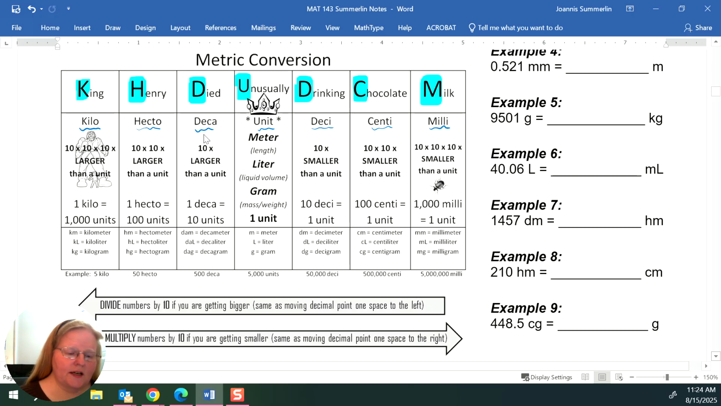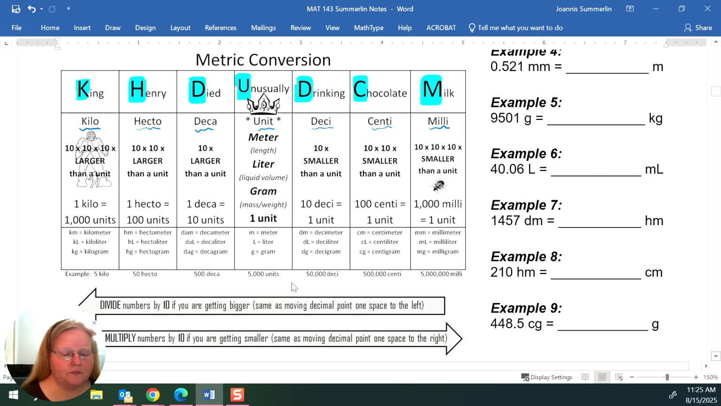Sometimes it's hard to decide if it's deca or deci. That comes with practice. We don't generally deal with those in this class, so it won't be too much of a sticky point for you. You just know that the D's go in there. We're mainly dealing with the centi, the milli, the kilo, and the unit in this class. So those are the ones you have to concentrate on, but you've got to have those spacers in there. So keep in mind the KHDUDCM. As long as you can remember King Henry died unusually drinking chocolate milk, you're good.